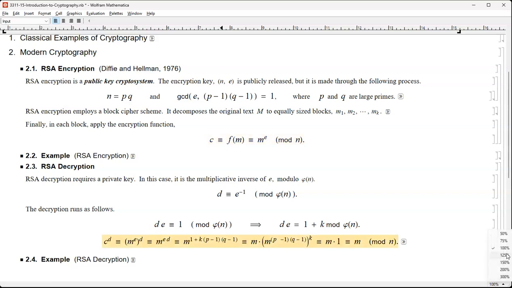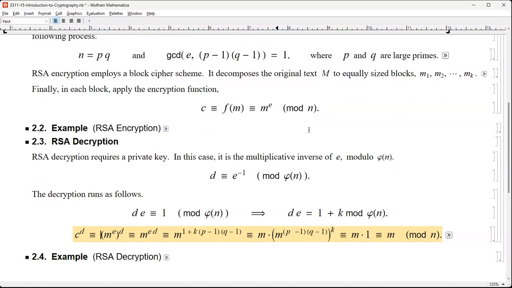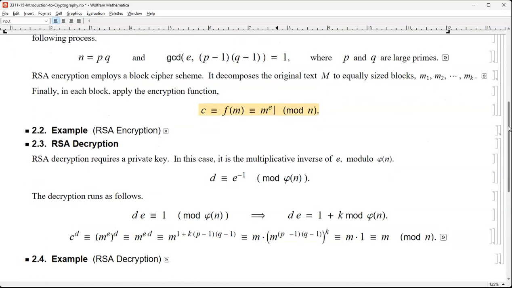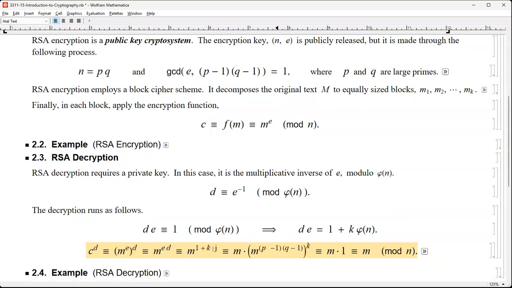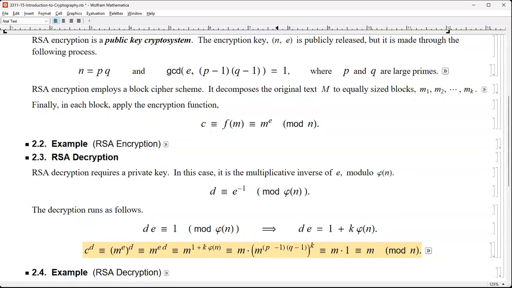Maybe it's going to be better if I increase the font. So C is M to the E power, that's the encryption, so decryption goes like this. C to the D power, which is M to the E power to the D power. In other words, M to the E times D power. Okay, just the exponential. And E times D is 1 plus K times phi of n.